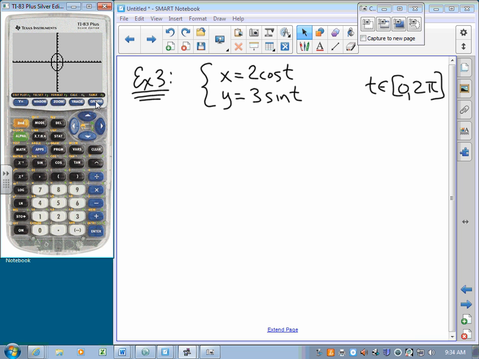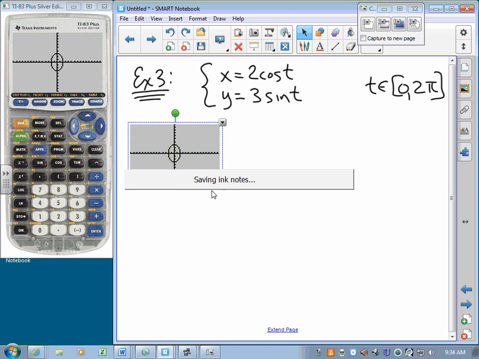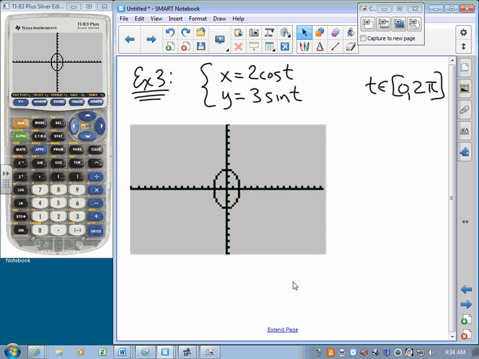What is that? What is that? It looks to the untrained eye that this is not a circle, but a squished circle where that's 2 and that's 3.